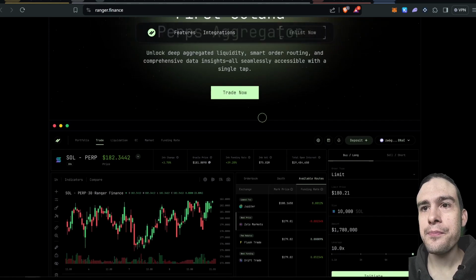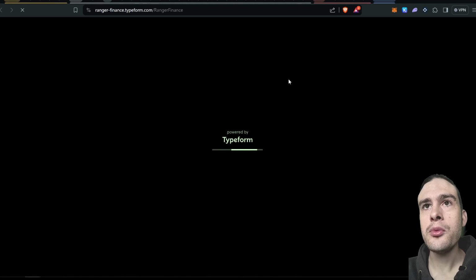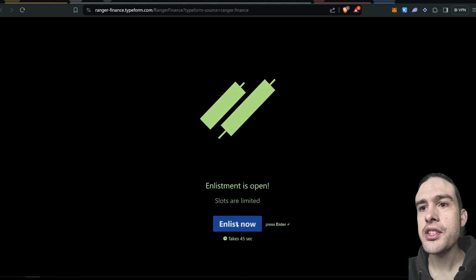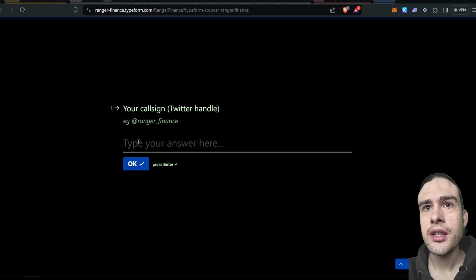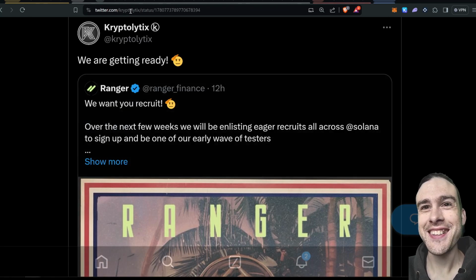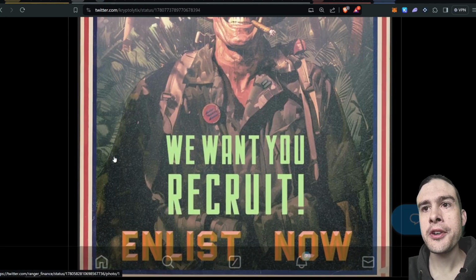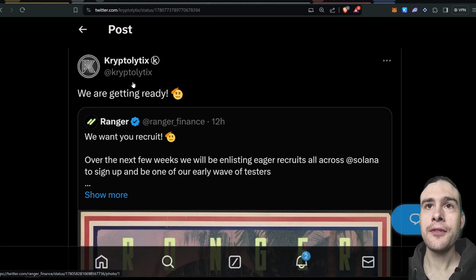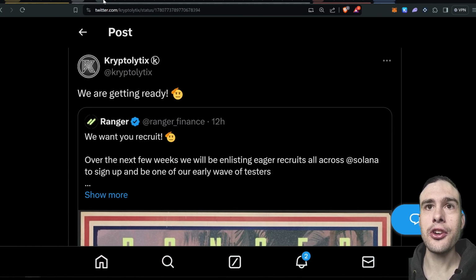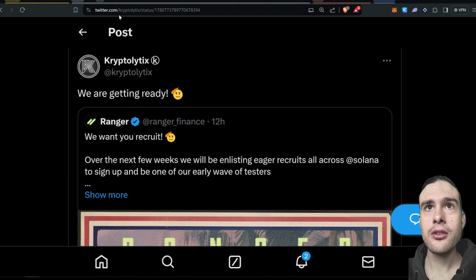So yeah, I'm very much looking forward to this. You can't really do anything, you can't click on this. But regardless, you can enlist if you want. You can click enlist now if you really want. There's limited slots and you just have to answer some questions. And I am a recruit. So I just signed up for it. Just got to go through a few things. If you're interested in this project, I very much am. So if you want to sign up, you can go onto their X, find the link to their website and go through and join.